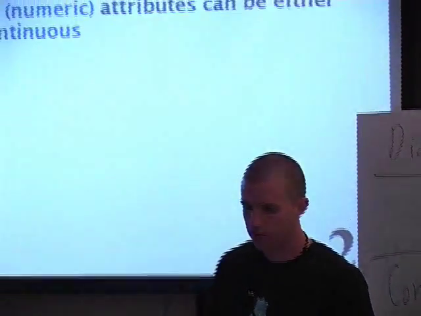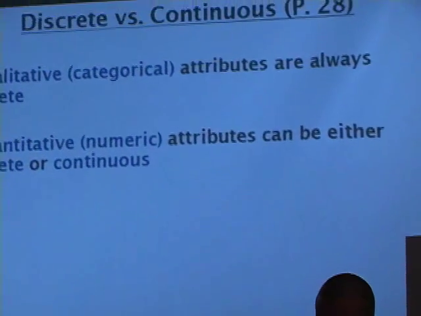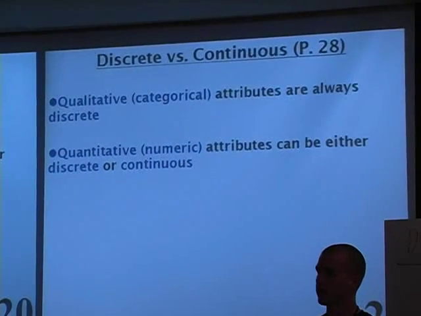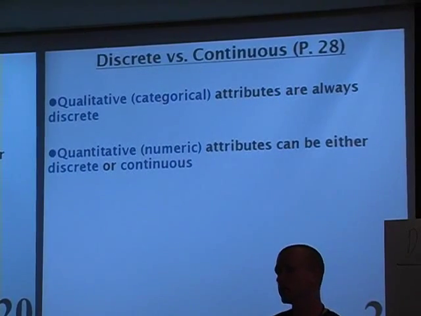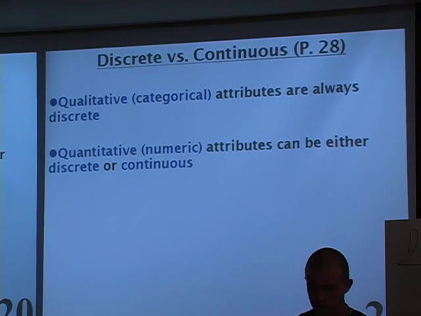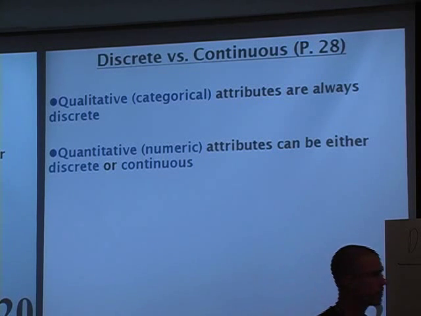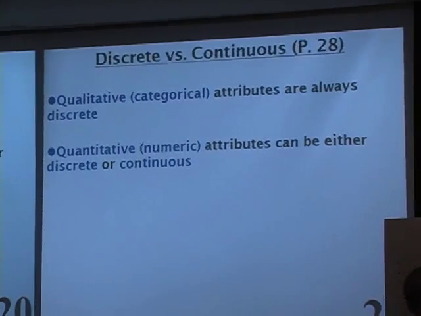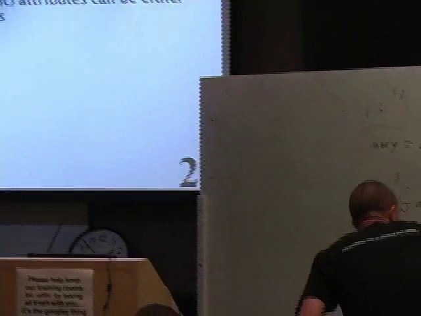Okay, then I will mention here that qualitative categorical attributes are always discrete. That should be obvious. If something is in distinct categories, it's discrete. The thing that gets tricky is that things that are quantitative can go either way. The examples I gave you so far are things that were quantitative. They can go either way.